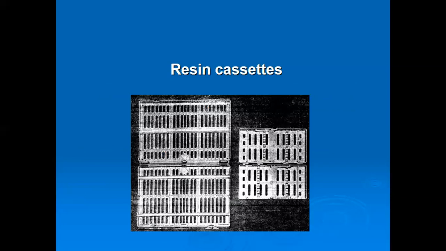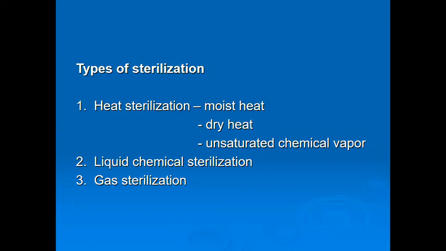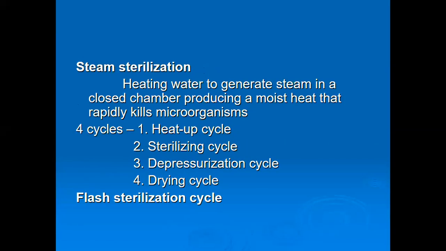Then you have got cassettes in which you can prepare. Then you have sterilization, in which you have got 4 cycles. You have a heating up cycle, then the sterilizing cycle, then the depressurization, and then the drying. You heat because you convert water to steam. That steam will penetrate inside. That is what sterilization is. Then you decrease the pressure, the depressurization cycle. And then comes the drying.